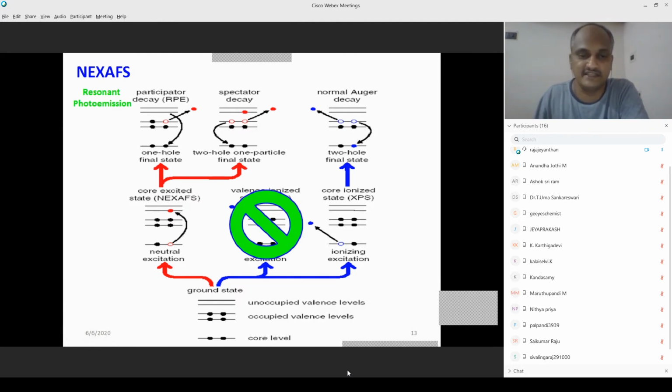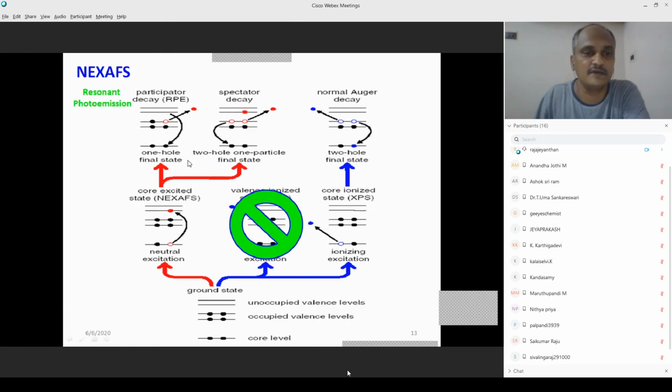We are interested only in NEXAFS, which occurs a few seconds after the fall of X-rays, in the neutral excitation. But even after neutral excitation, two types of autoionization will take place. One type is called participator decay, and the other one is called spectator decay.